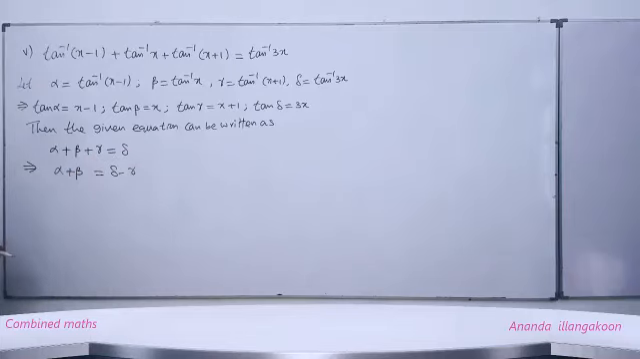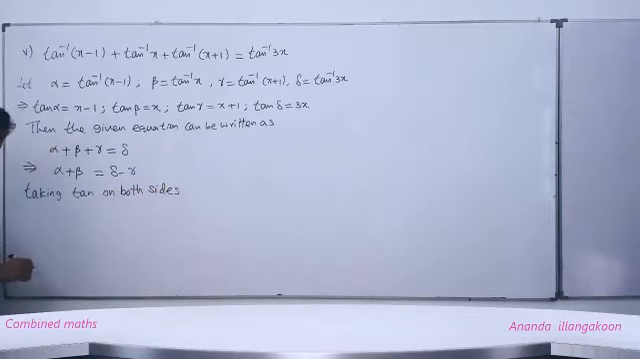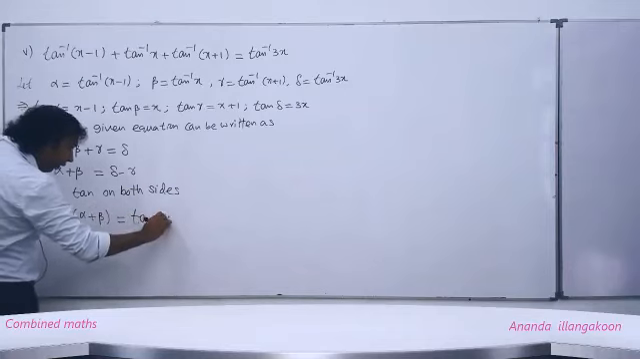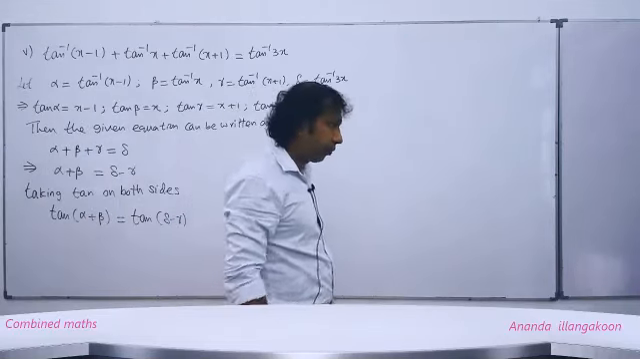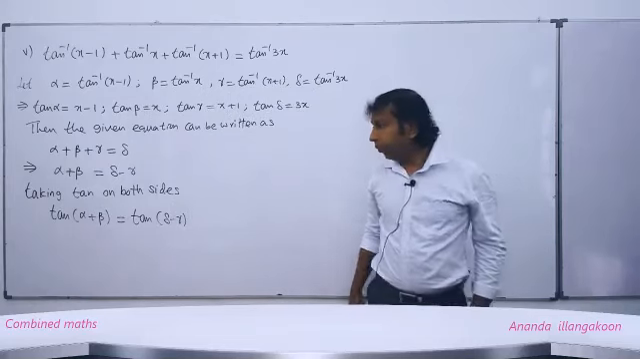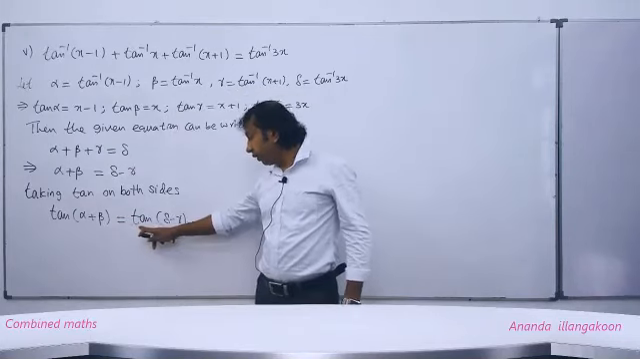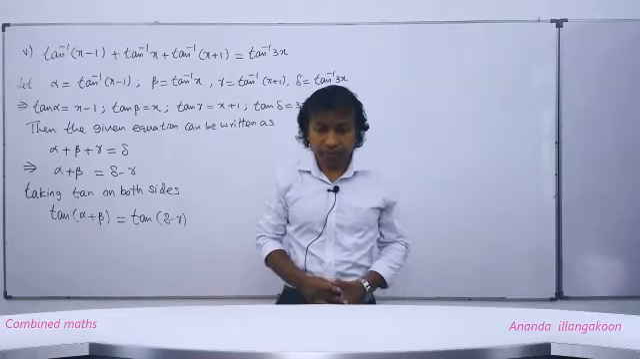Now what I do is we take tan on both sides. Left hand side we have tan (alpha plus beta). Right hand side we have tan (delta minus gamma). Now we can expand the left hand side using tan (A plus B). We can expand the right hand side using tan (A minus B). Understand? Right. Now first expand like that, people.